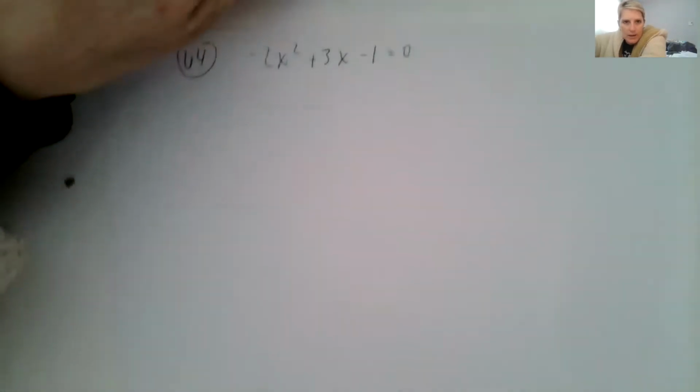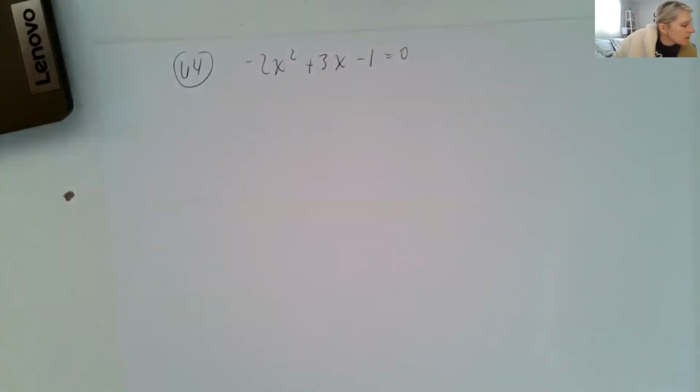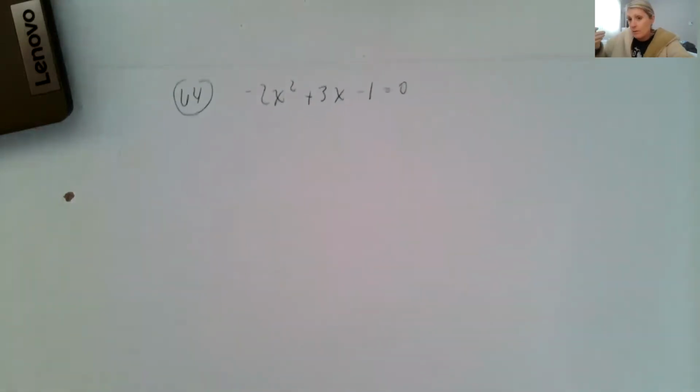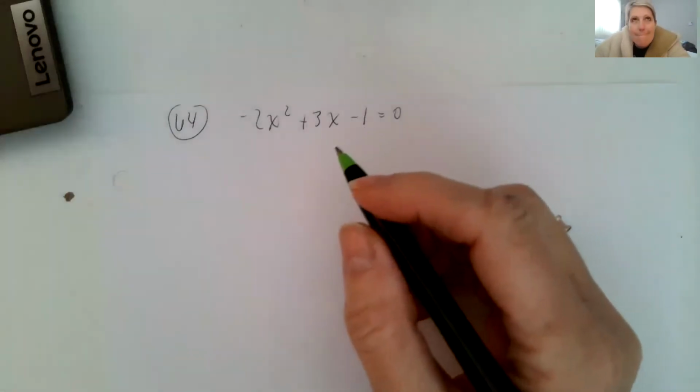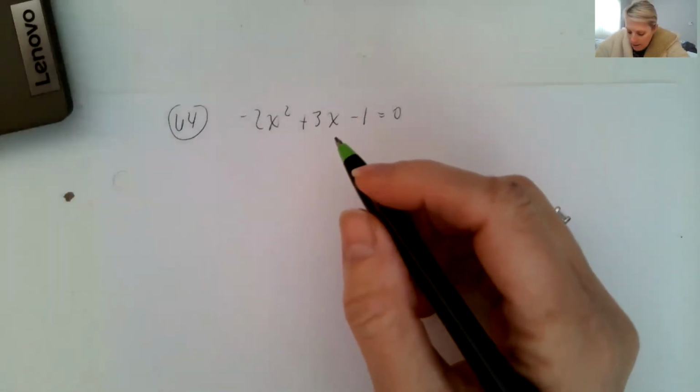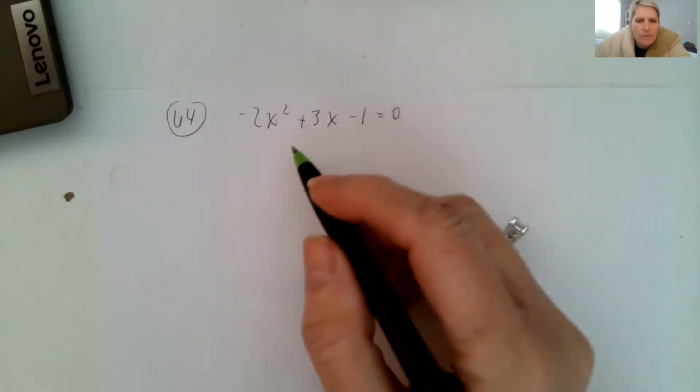So the very last problem I have for this lesson on complex numbers, we learned a lot about complex numbers today, is number 64. And again, it's asking us to find the zeros. Sometimes we might have to use the quadratic equation.